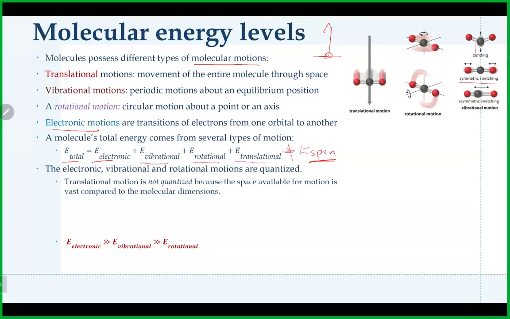The electronic motion is jumping from one orbital to another orbital. An orbital is an allowed state. The vibrational motion and the rotational motion are quantized. So quantized means that only certain energies are allowed.